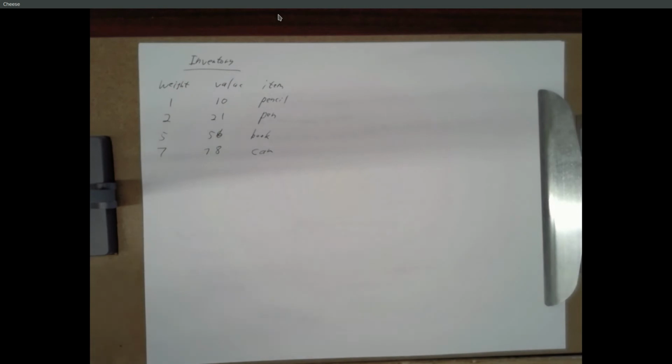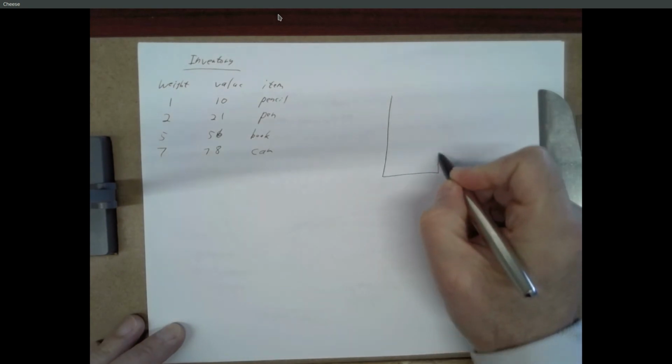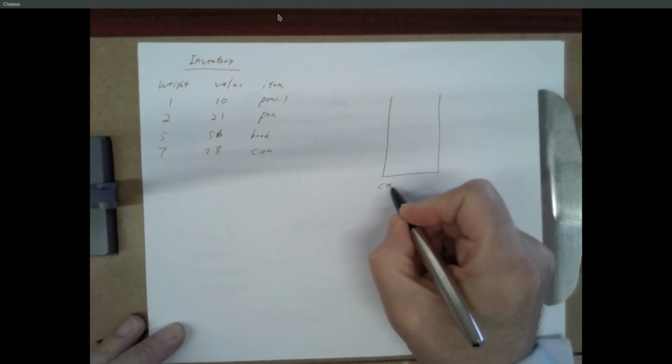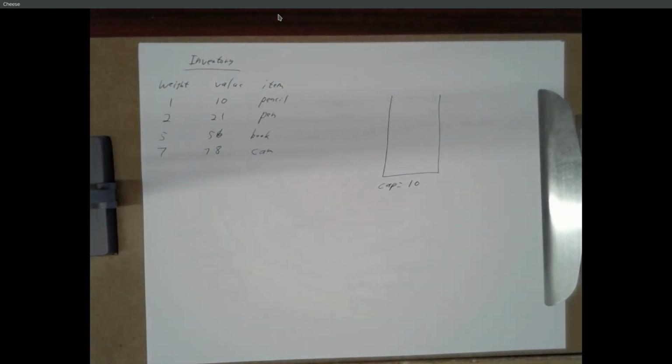So this is the collection of items you have to choose from to fill up your bag, which has whatever capacity it is. Let's just say your capacity equals 10. So you can put 10 pounds worth of stuff in here. So what items and how many of each item should we put in this bag to maximize the value? What do you think?